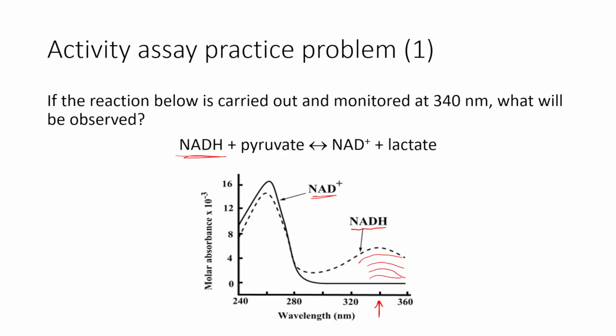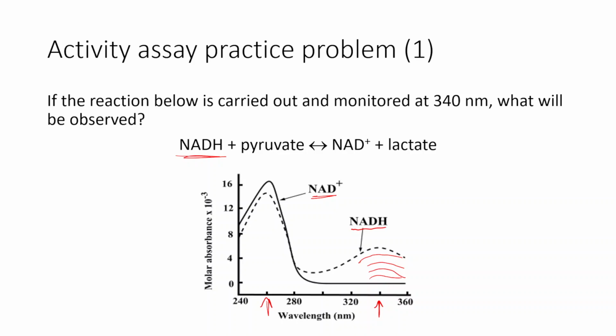Does that make sense for everybody? Okay. So what would happen if, instead of measuring at 340, we measured at 260? Would this be useful or not useful to measure? I would say it wouldn't be useful because they do absorb at different wavelengths, but it's within a standard error pretty much.